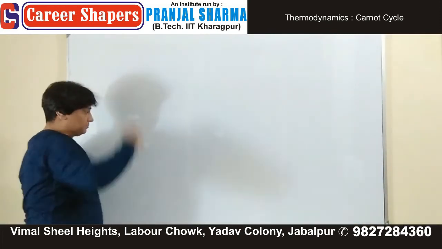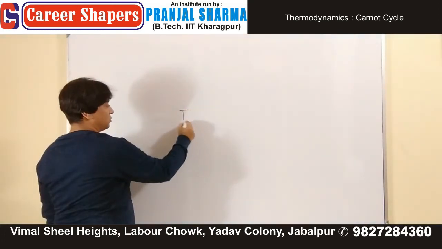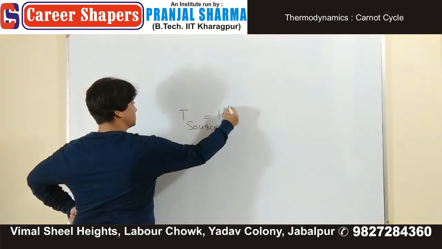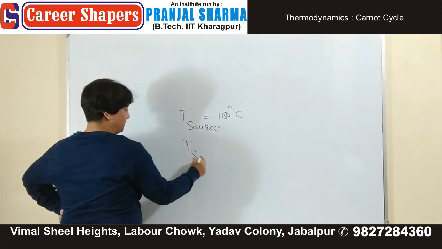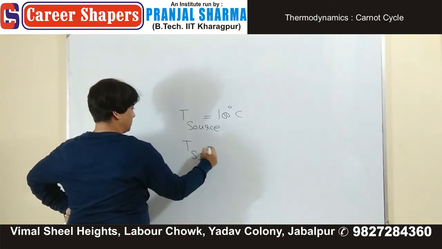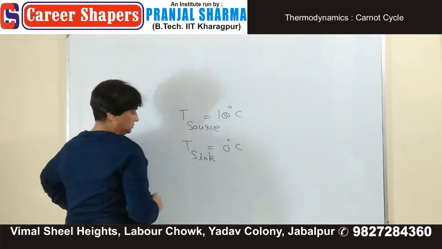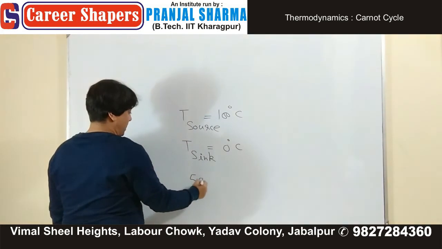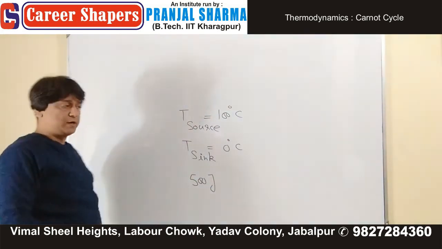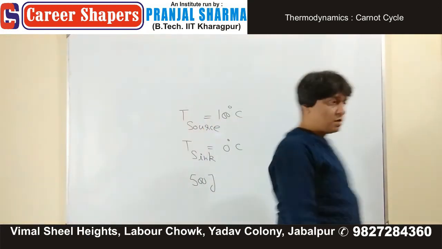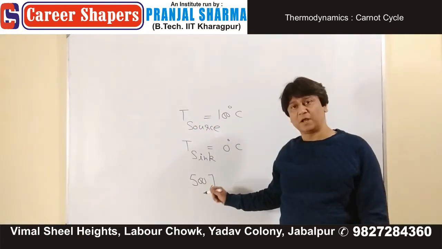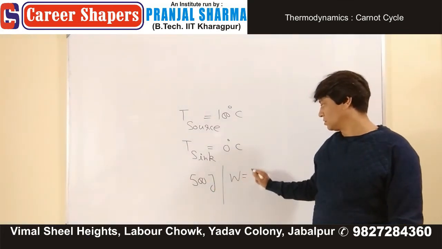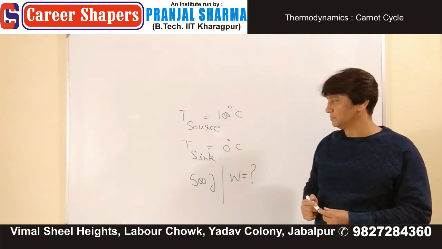Write down the question. Temperature of source is 100 degrees Celsius and temperature of sink is 0 degrees Celsius. 500 joules of energy is supplied to the system. Find out work done by the system.